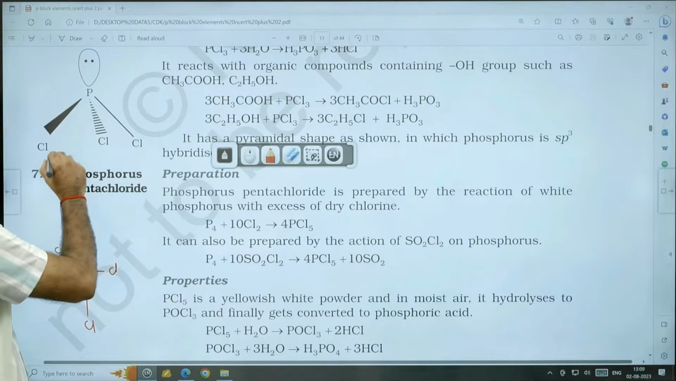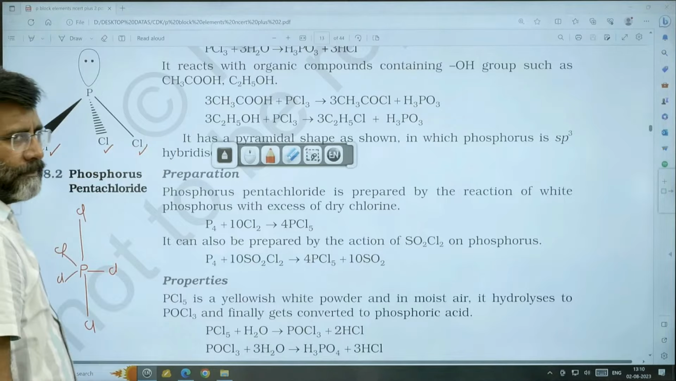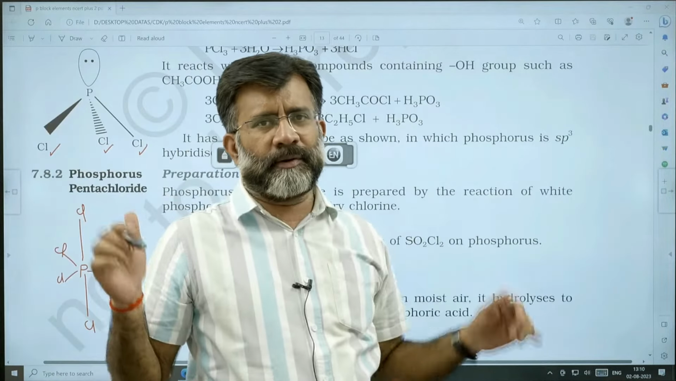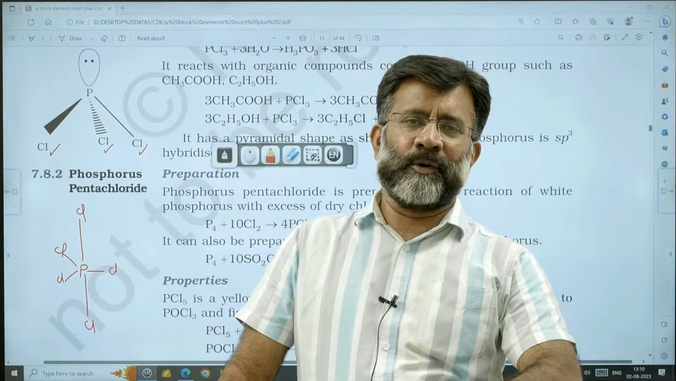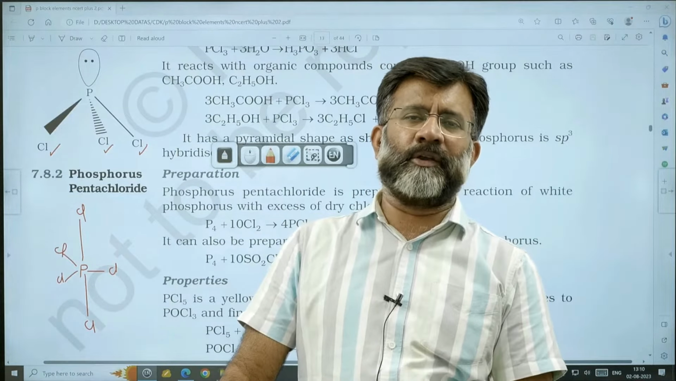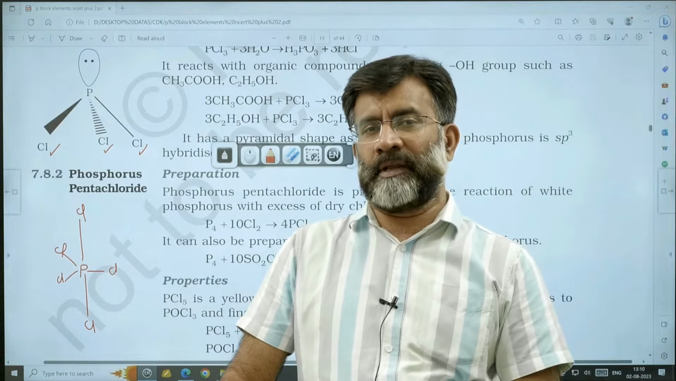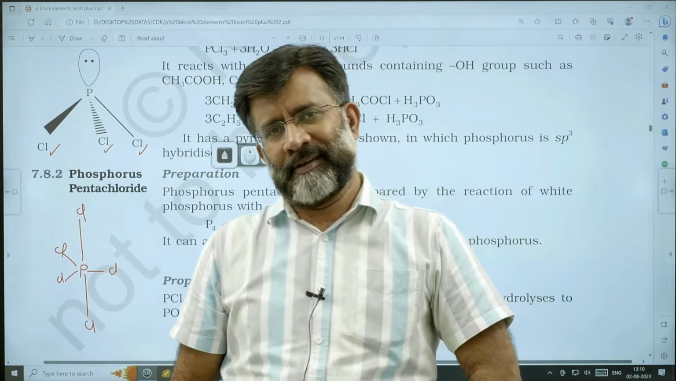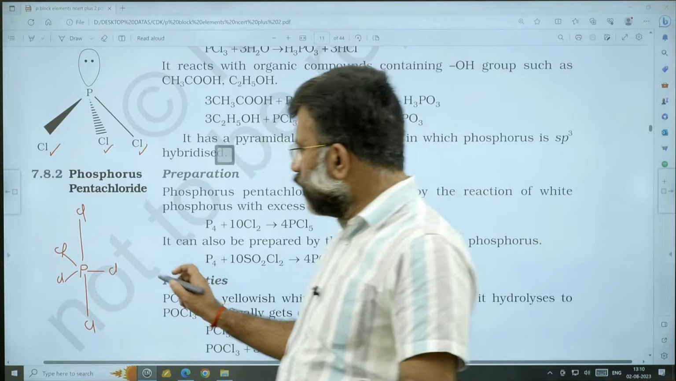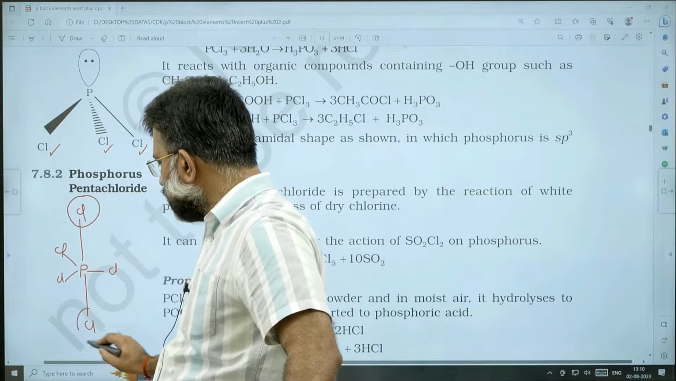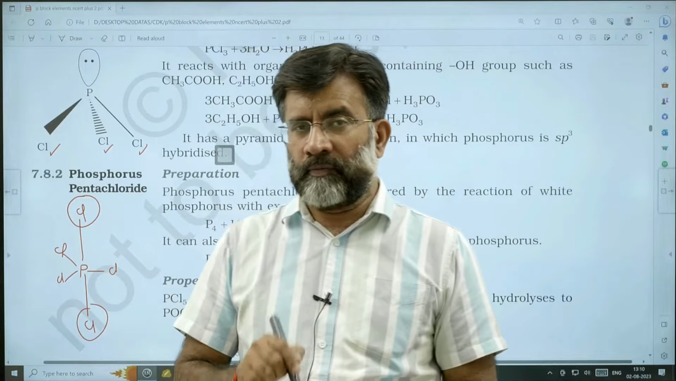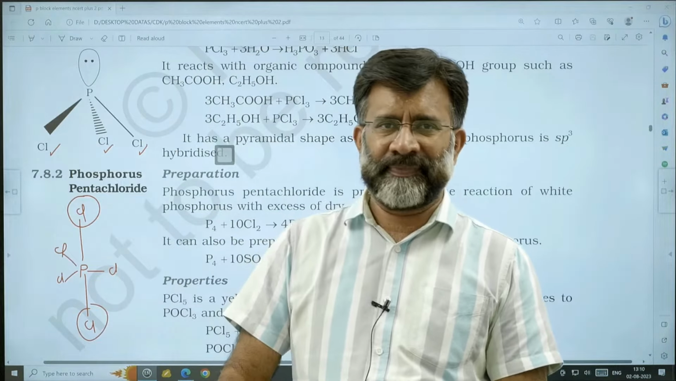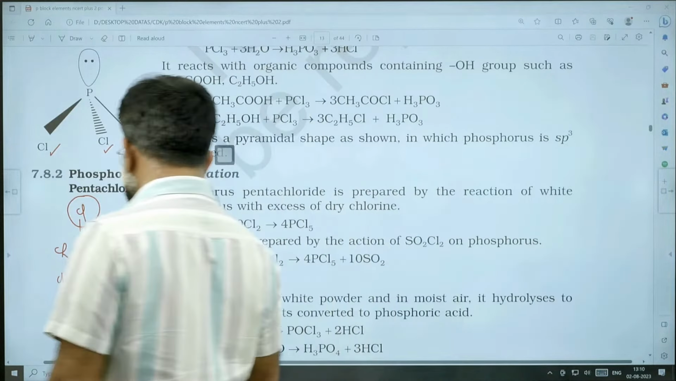Here, all the 3 chlorine are identical, and there is identical hydrolysis of the 3 chlorine atoms. Chlorine is replaced by OH, and finally you are getting H3PO3, phosphorus acid. While here, the 2 chlorine atoms in the axial position, which are more elongated and relatively weak bonds, will be hydrolyzed first, and then you will be getting POCl3.